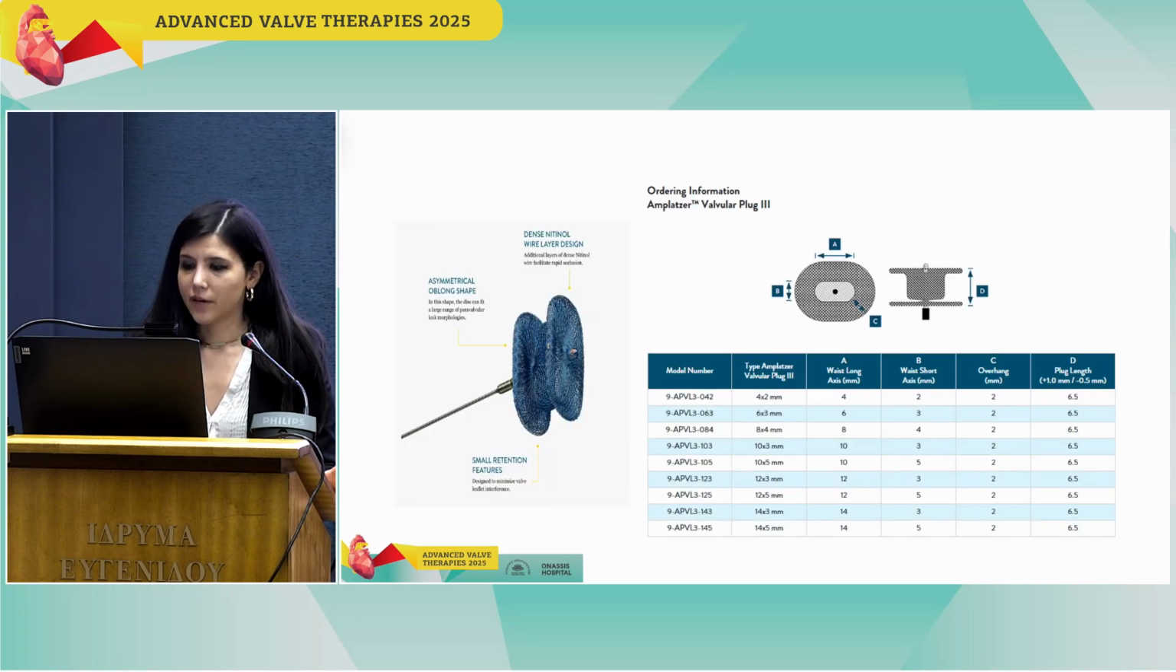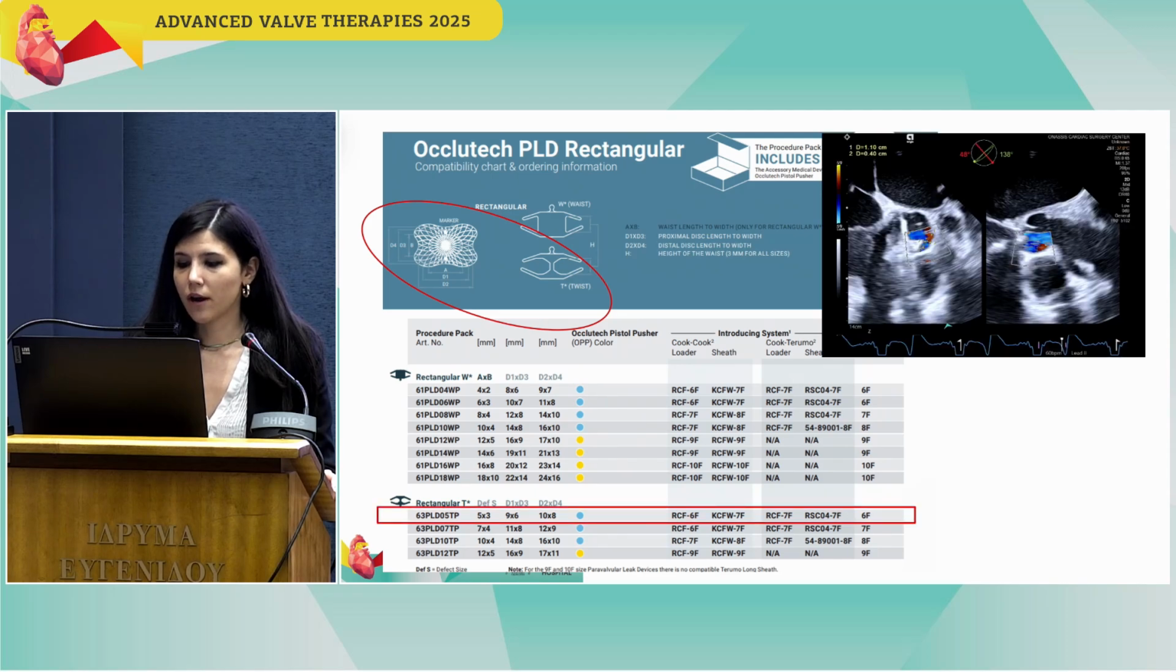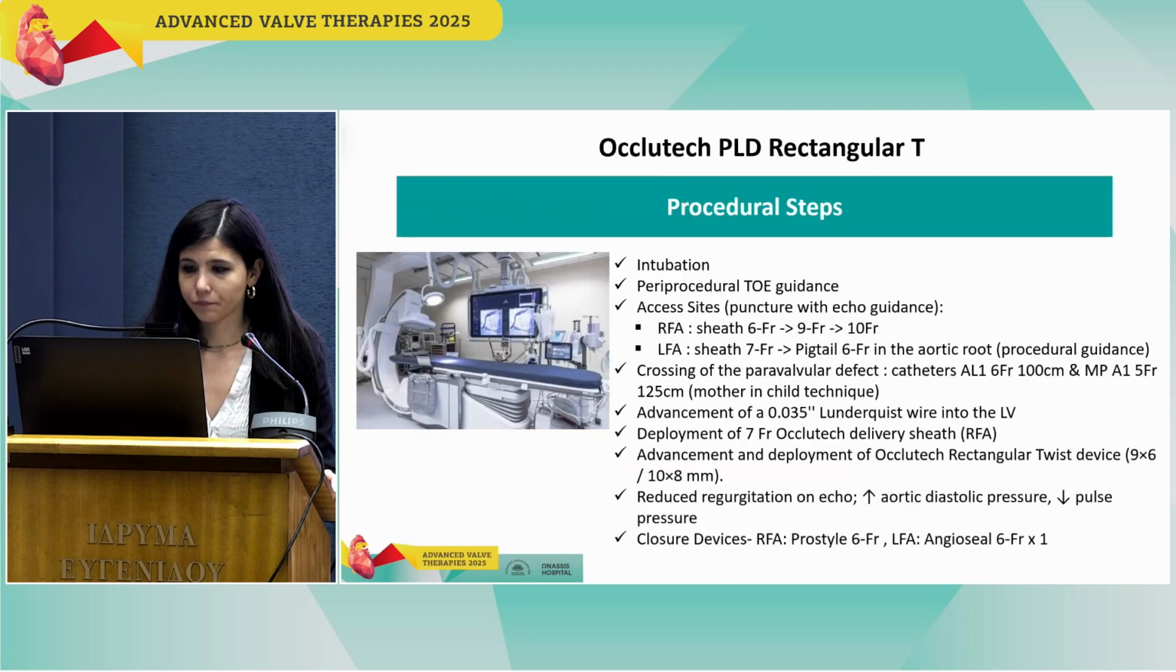And the Amplatzer Vascular Plug 3 device, on the other hand, comes in 9 different sizes and has a multi-lobed structure that adapts better to smaller circular or central leaks. In our case, based on the crescent shape and the rather irregular and surely calcified tunnel, we chose the rectangular twist device by Occlutech, while the size selection was based on echocardiographic measurements taken during the procedure. So we move on to the live case. I will describe the steps during the live video.